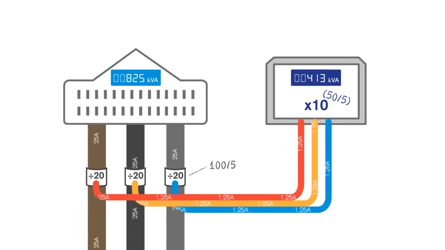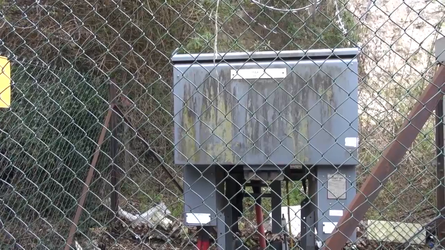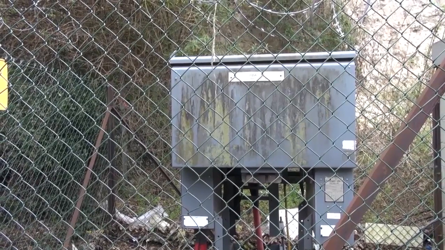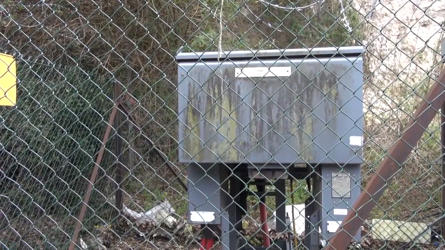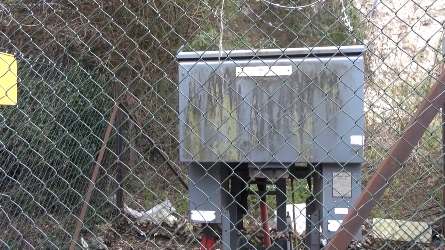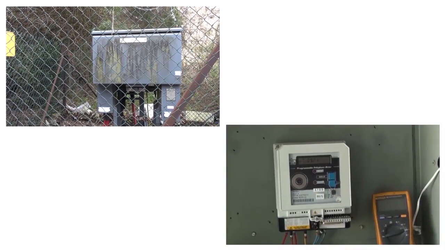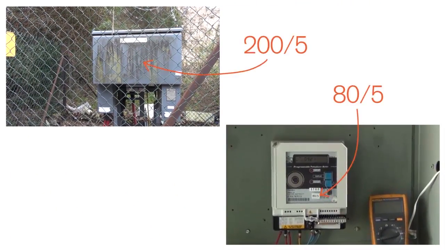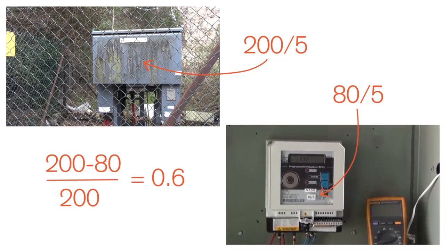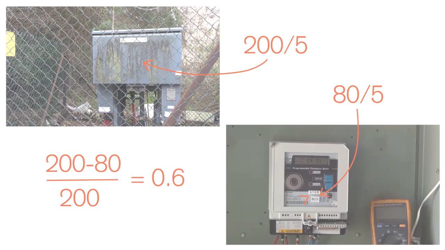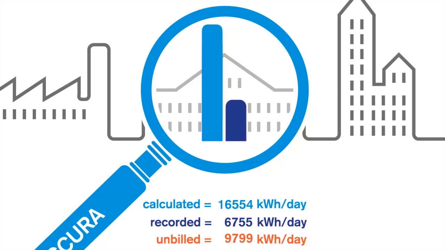Let's go back to our supply at the superstore. Okay, so this is the transformer. The current transformer ratio for the transformer is 200 to 5. The meter is actually set up for 80 to 5. So it looks like it's under-recording by 60%-ish. Once the current transformer ratio on the meter is programmed to 200 to 5, the same as the substation, the meter will record all the energy used on site.